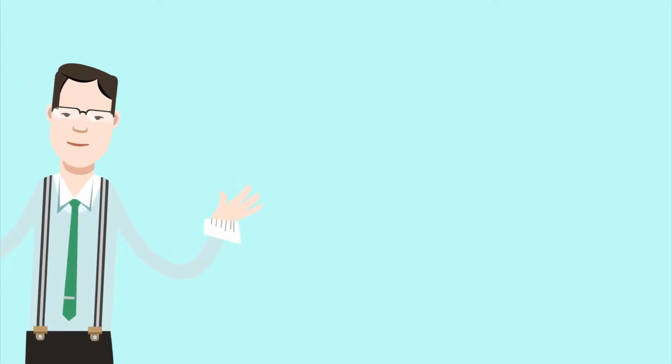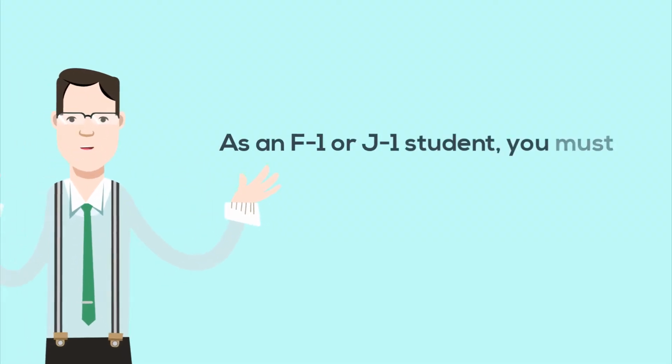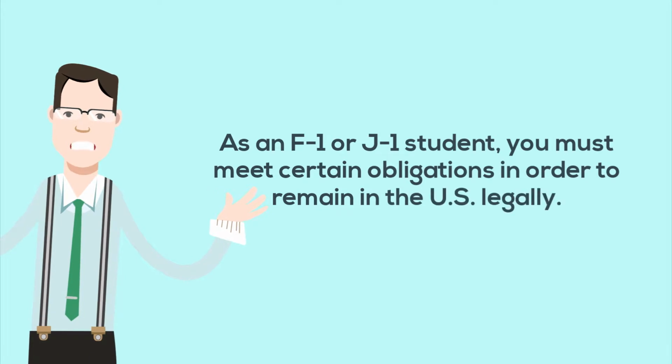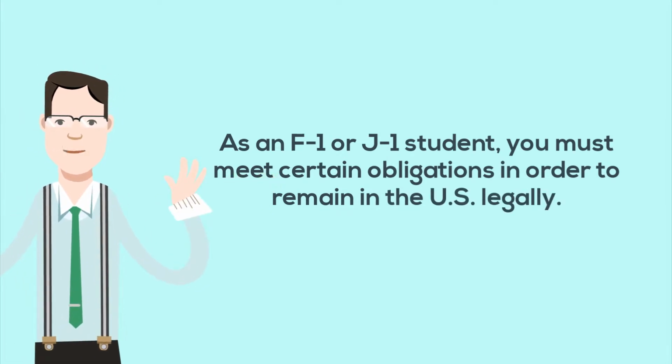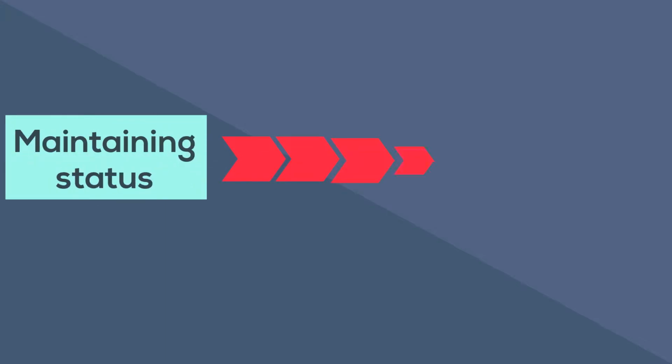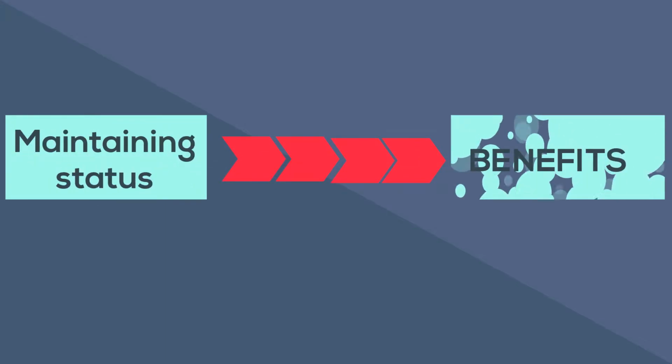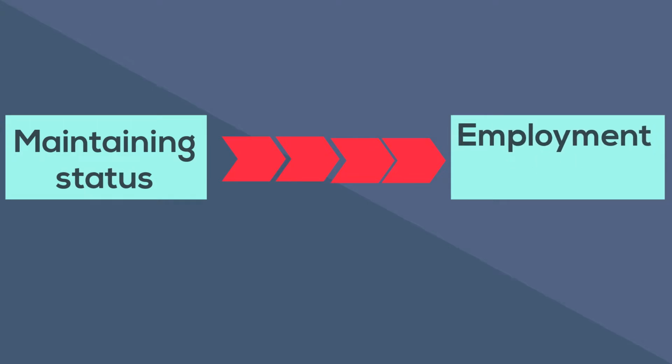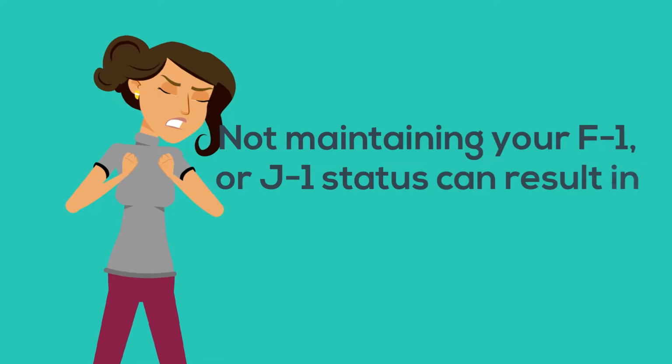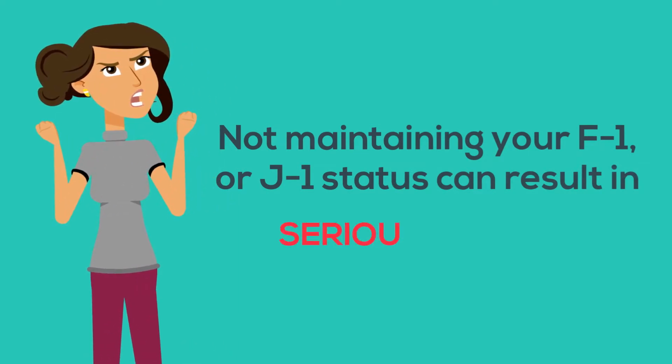As an international student on the F or J visa, you must meet certain obligations in order to remain in the U.S. legally. Following your legal obligation is necessary in order to receive the benefits of the F or J visa, such as employment and program extension. Not maintaining your F1 or J1 status can result in serious problems with immigration.